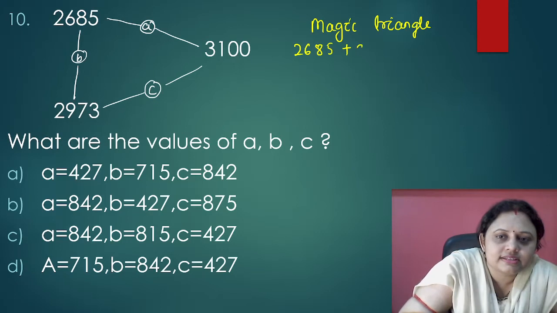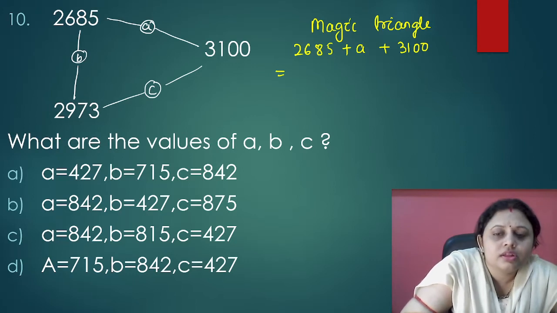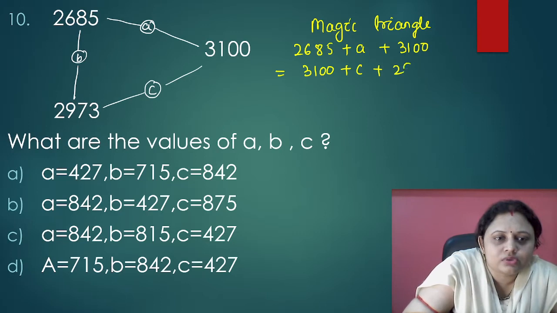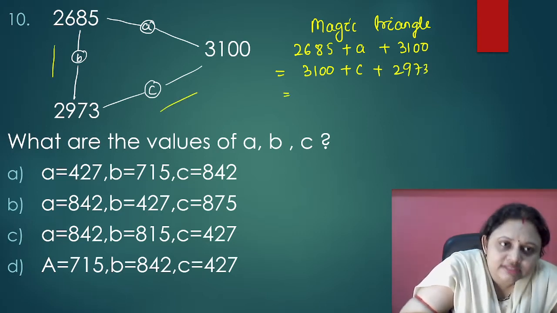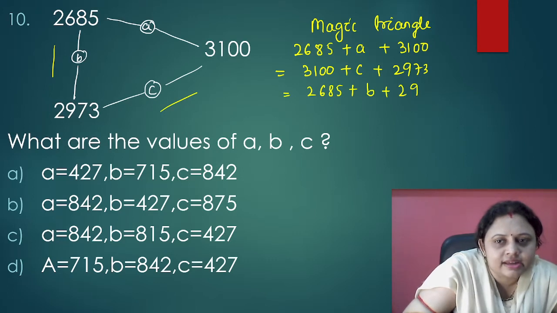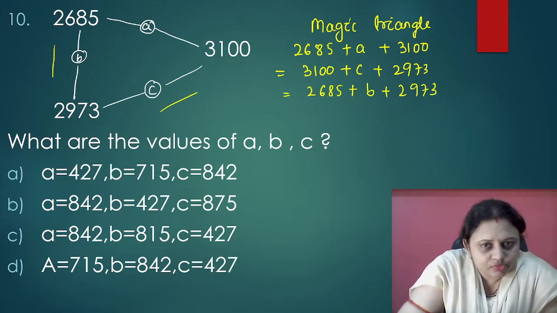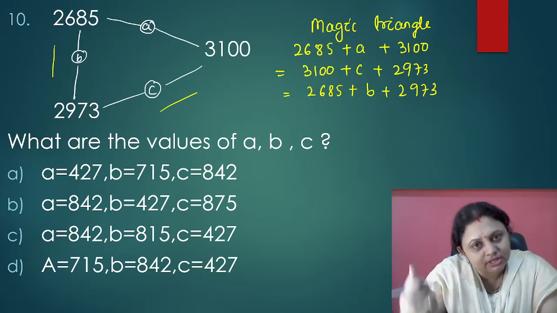2685 plus A plus 3100. Okay? That will be equal to 3100 plus C plus 2973 this side. Okay, that will be also equal to this side. That means 2685 plus B plus 2973. Okay, so in this type of questions, these questions carry much more time.